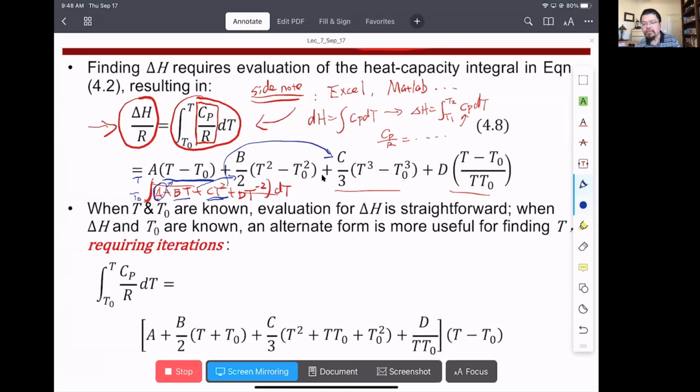Okay. Try to have a quick review if you are forgetting how to do the integration. And D T to the negative 2 would be 1 over T term after the integration. Okay.